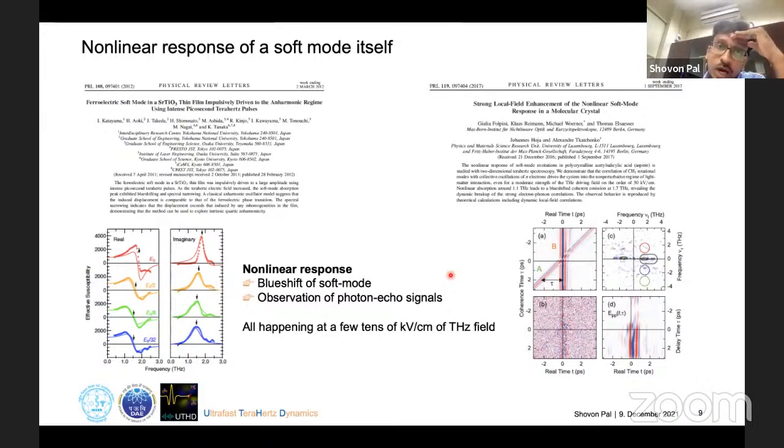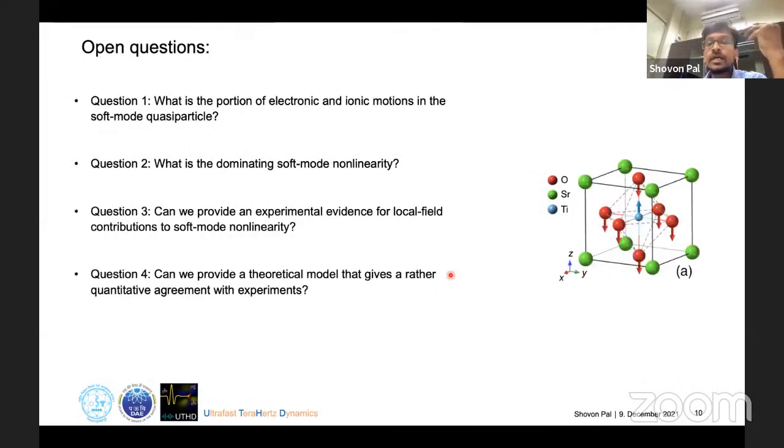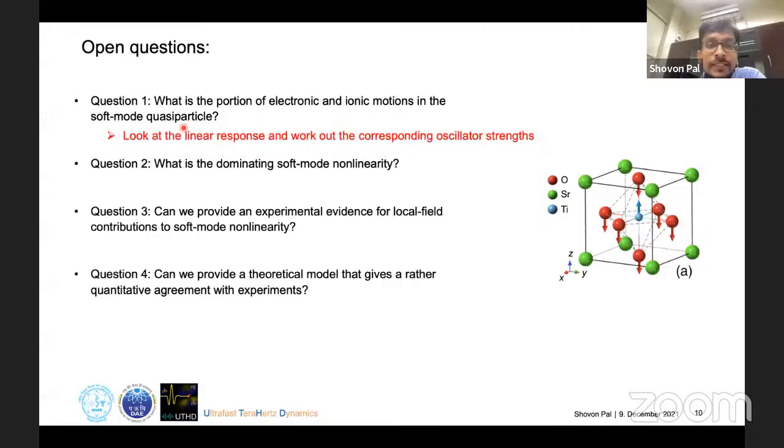So an obvious question to ask is: what actually is the origin of the nonlinear response of the soft modes? That is where we come in, and prior to our work, there were a lot of things that were not understood. For example, based on this low field nonlinearity, the open questions were: given that a soft mode is a hybrid mode, a combination of an electronic and an ionic motion, what is the portion of the electronic motion compared to the ionic motion that is present in the soft mode quasi-particle?